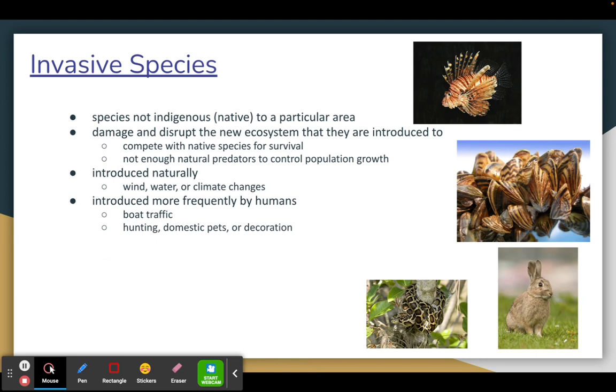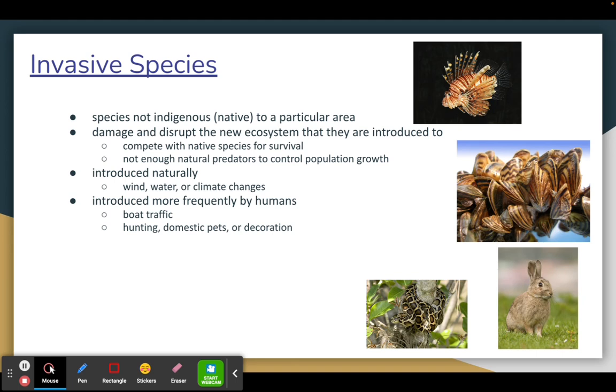So the lionfish, which is up here, is a good example of that. It was a fish that people got to put in their fish tanks, and then it either grew too big for their tank or they didn't like how aggressive it was. So then they put it out into an ecosystem where they don't naturally live.